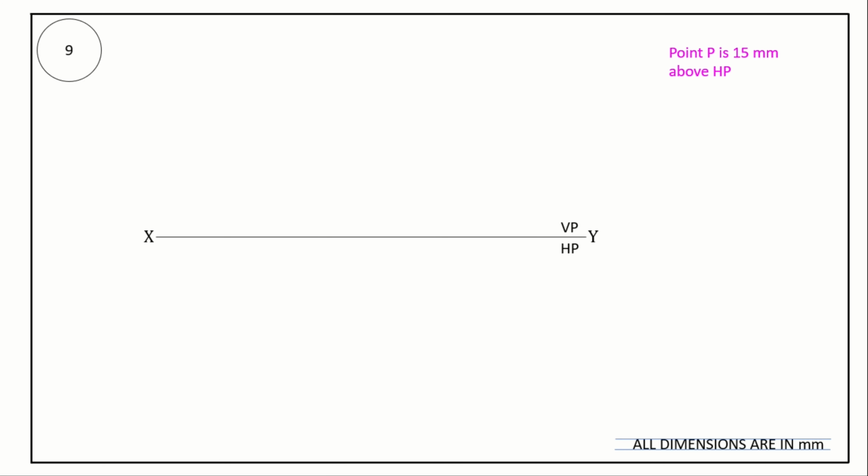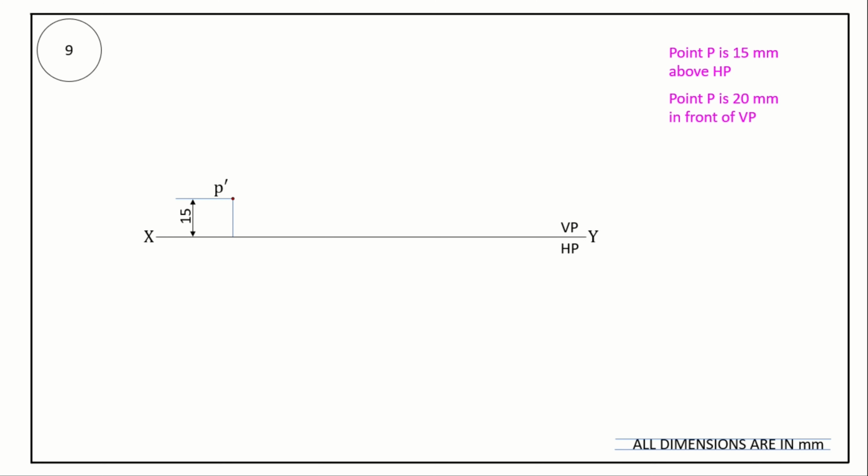It is given point P is 15 mm above HP. So the front view of the point P, that is P dash, is 15 mm above XY. From the reference line measure 15 mm, mark the point P dash. This point P dash is 15 mm above XY.